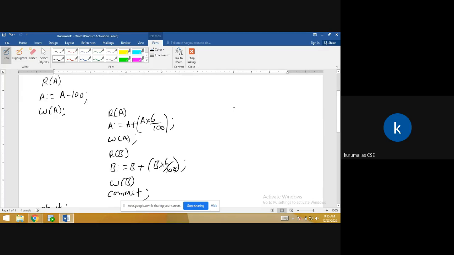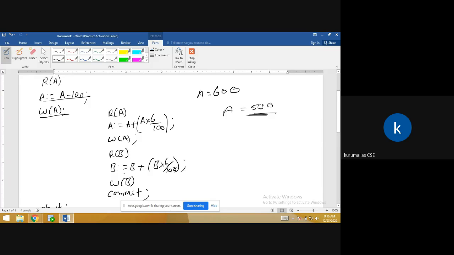For example, suppose A is 600 rupees. After reducing 100 rupees, 500 is there, write of A. Now the value of A is 500. This 500 is taken by transaction T2. It adds 6 percent of A to the A account, and 6 percent of B to the B account.